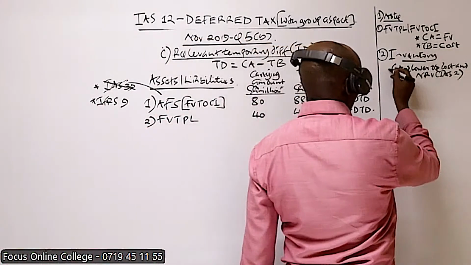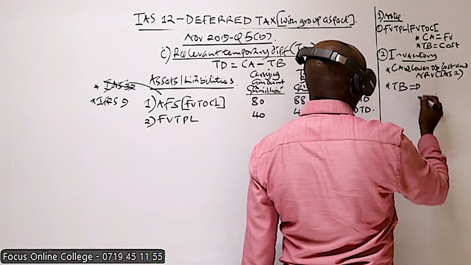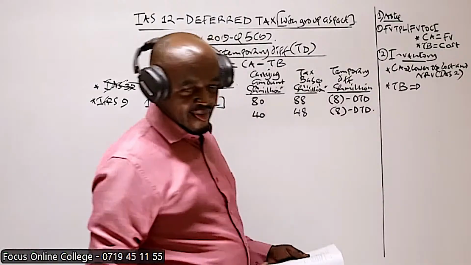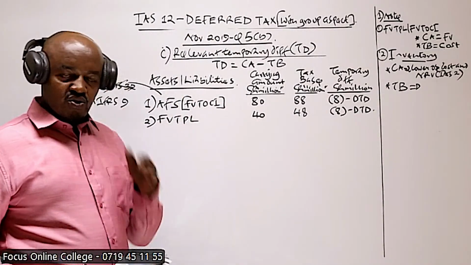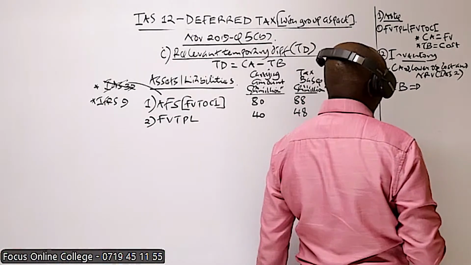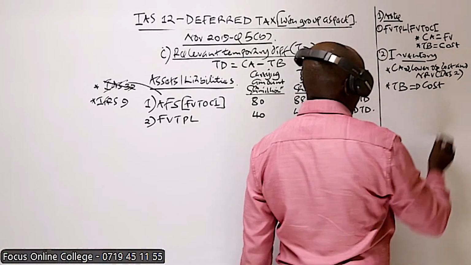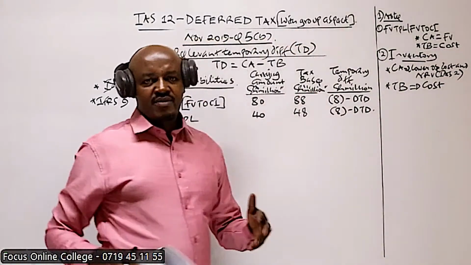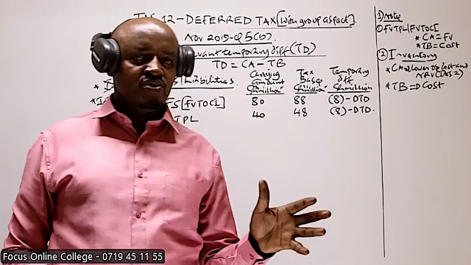But what is the tax base? What do we take into account in taxation as far as the inventory is concerned? The tax base, the amount of inventory for tax purposes, is basically the cost, because the reason why a company will be having some inventory at the end of the day is because there were some purchases which were made.